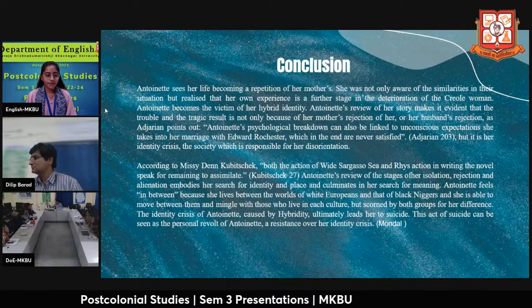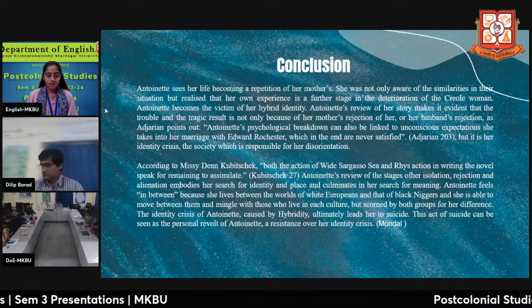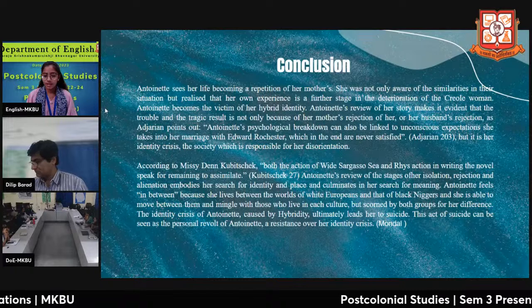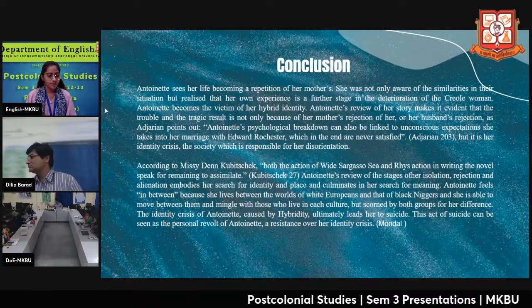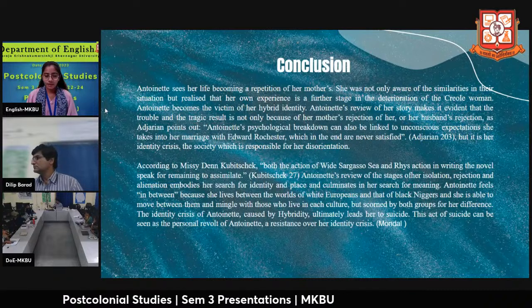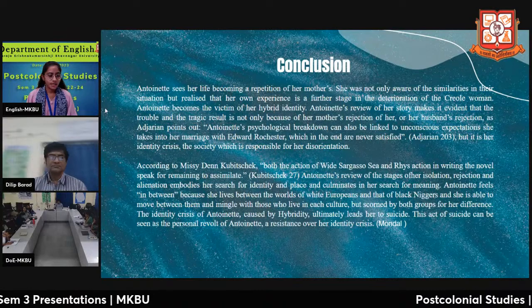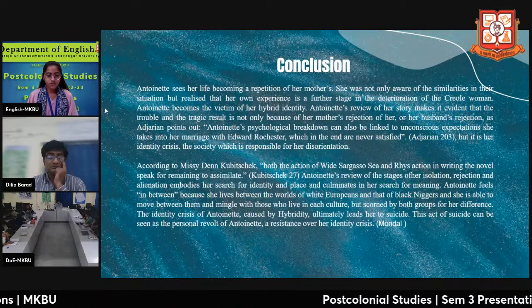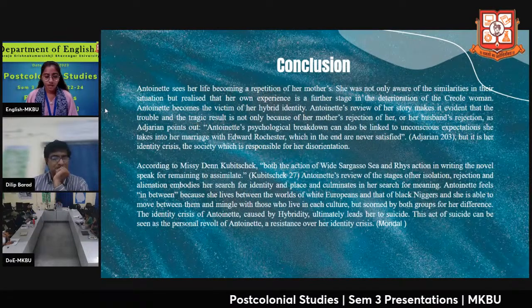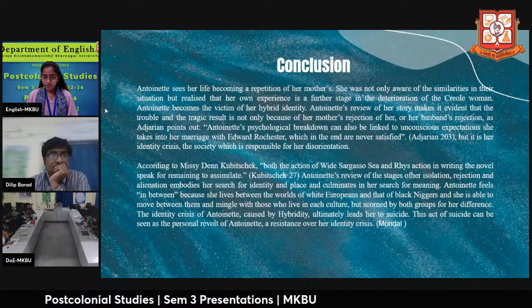According to Mary Lou Kubitschek, both the action of Wide Sargasso Sea and Rhys's action in writing the novel speak for refusing to assimilate. Antoinette's review of the stages of isolation, rejection, and alienation embodies her search for identity and place, and culminates in her search for meaning.